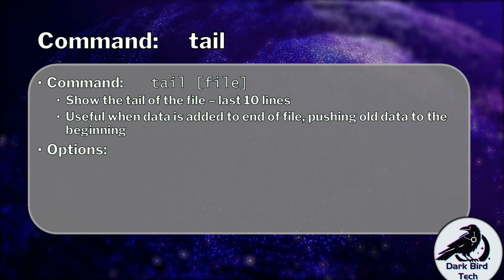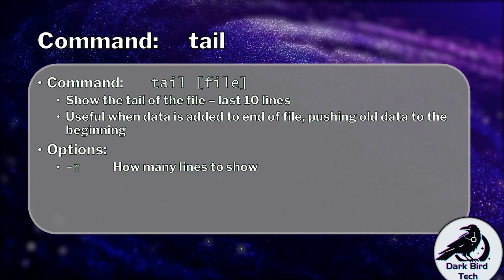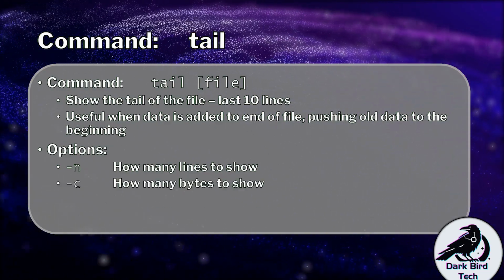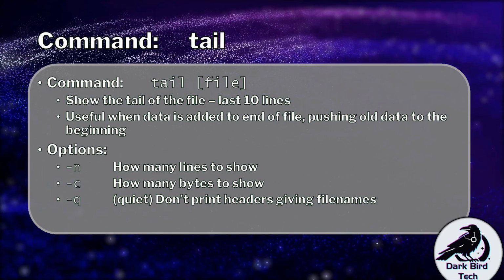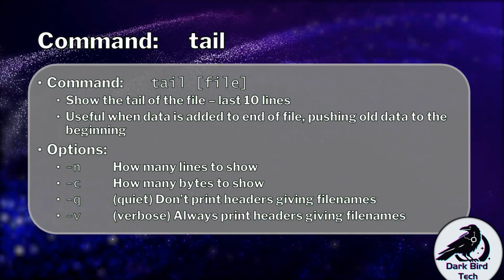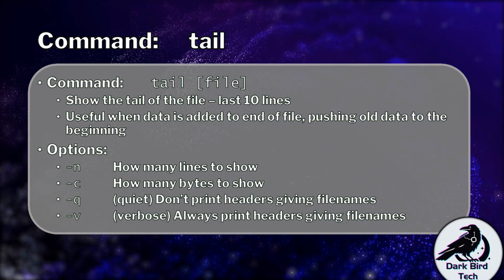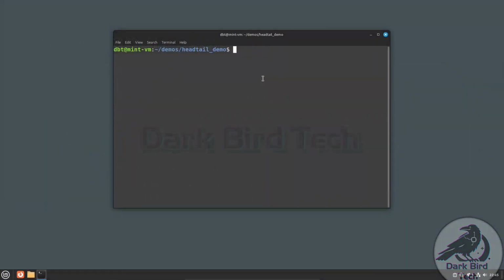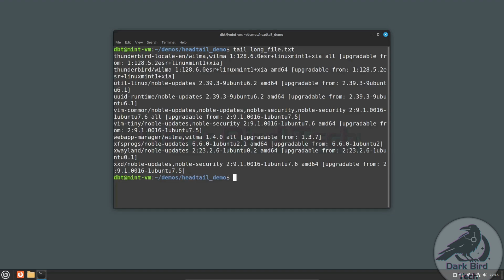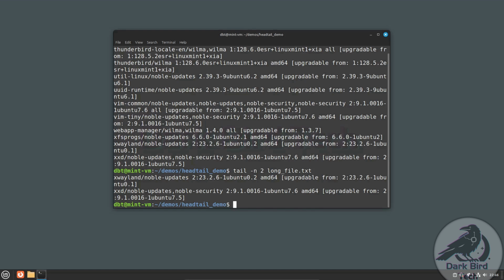And the options are very similar to the head command. -n lets you control the number of lines it shows you, -c does the number of bytes it shows you, -q tells it not to show you file header names, and -v, or verbose, tells it to always show you that information. Let's go check it out. We're still in the head-tail demo subdirectory, so let's tell tail to show me long file. And now it just shows me the last 10 lines, with a bit of line overrun making it look like there's more. Let's tell it to do the last 2 lines, with -n space 2. Now it just shows me the last 2 lines of that.